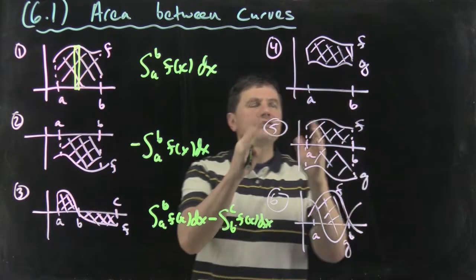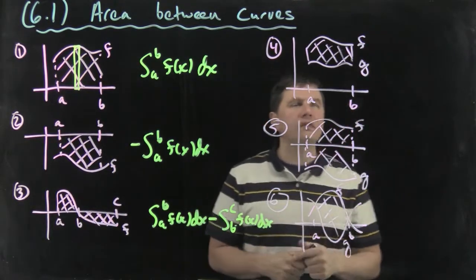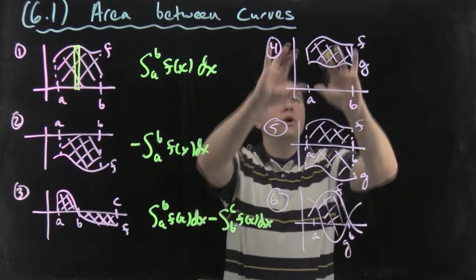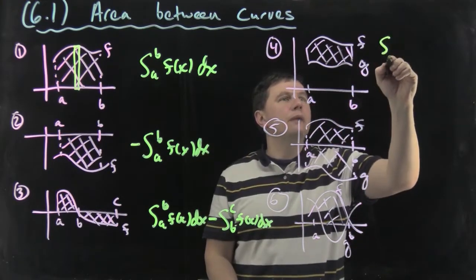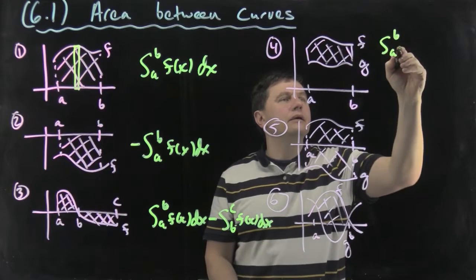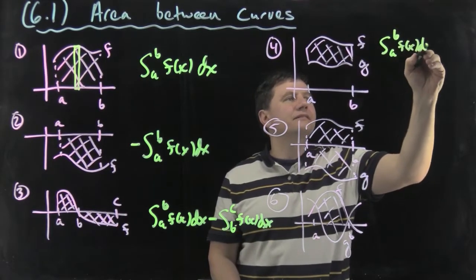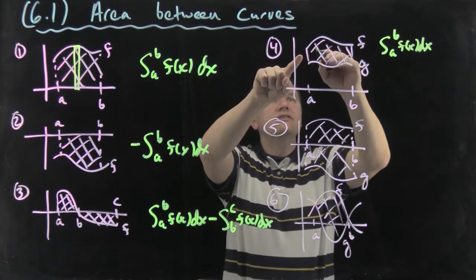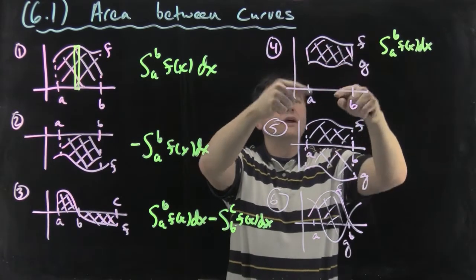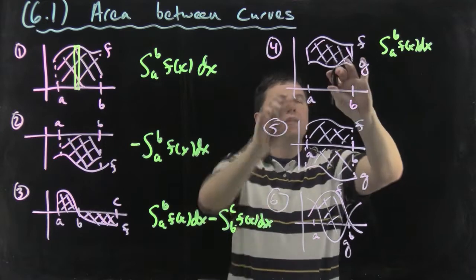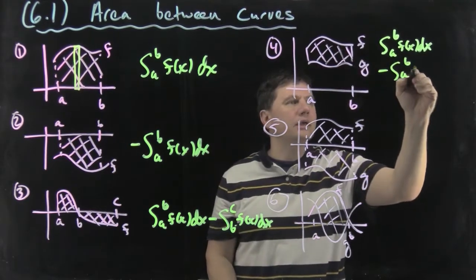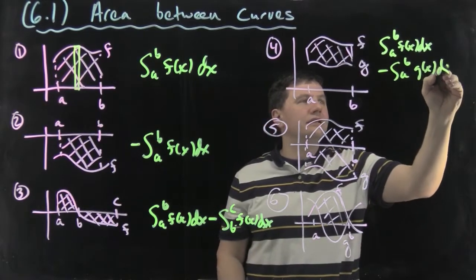Okay, so now let's talk about area between the curves. The first one I think most of you will get. So if I want this area, I'm going to go from A to B, f of x dx, okay? And that's going to give me all of this, all under f. And then what I want to do is subtract the area under g. So I'm going to subtract the area from A to B of g of x dx.